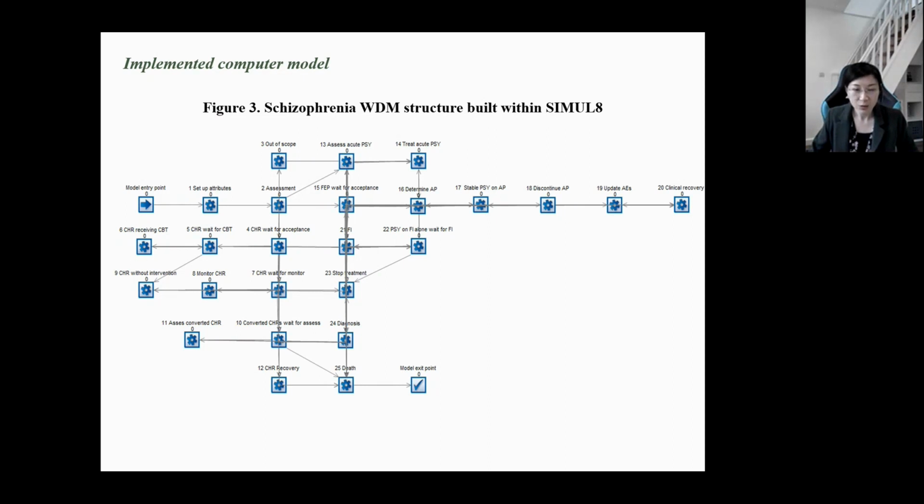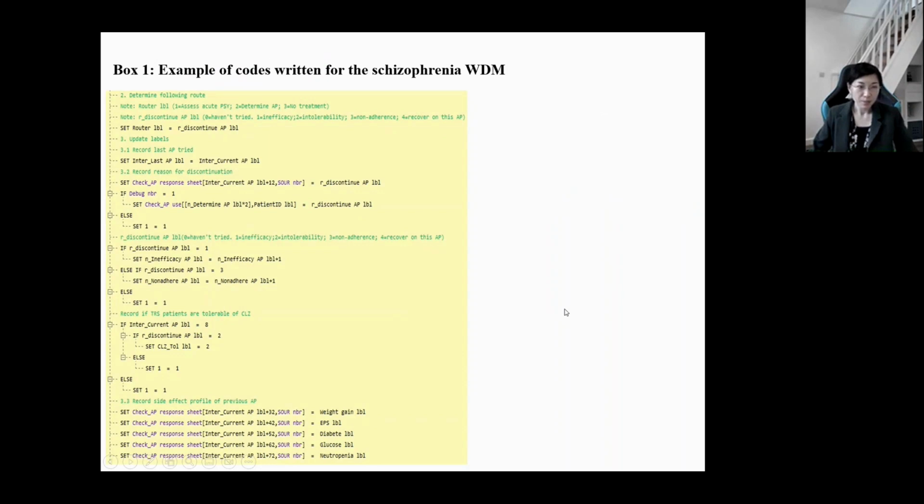A work center can also be used to determine a patient's subsequent journey within the model, in other words, which is the next work center that the patient will be moving to. Box 1 shows examples of code that I wrote for the schizophrenia whole disease model. Behind each of those blue boxes, there are many lines of code like this. I'm not expecting you to read this code during this seminar. The reason I want to show this to you is just to give you a taste of what the real model looks like.